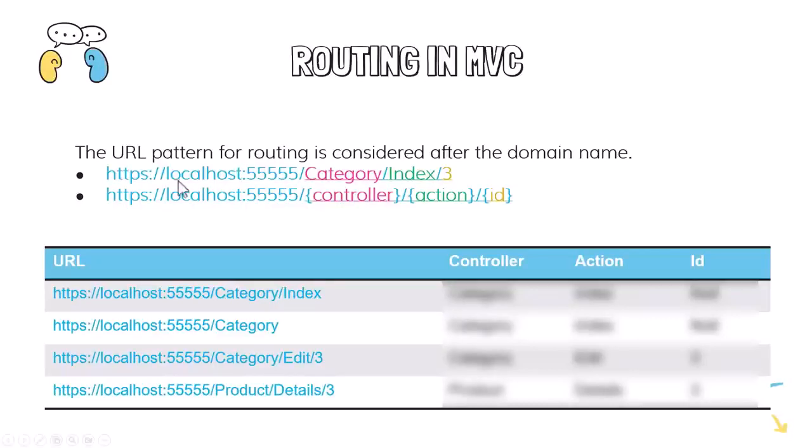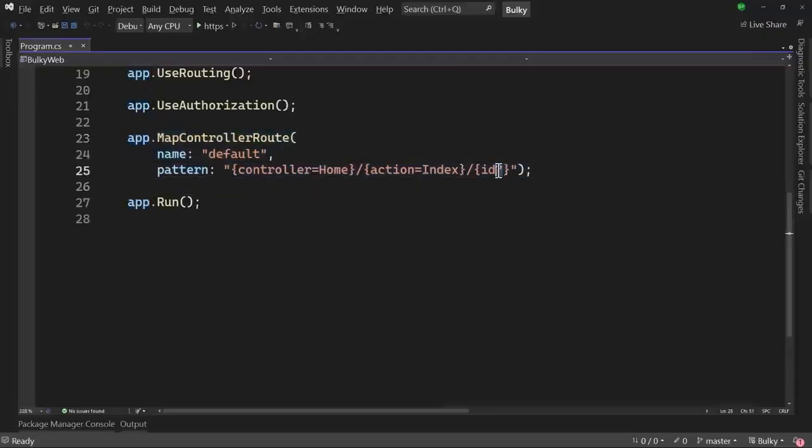Let me show you that with an example here. In this first URL you see, we have the domain name, which is localhost, and then we have something called /category/index, and then a number 3. So the first thing that you see after the domain is the controller name, and the next thing after a / will be an action name. After that, if there is anything there, that will be the ID. ID is an optional field that we already saw right here. You can see that is a question mark.